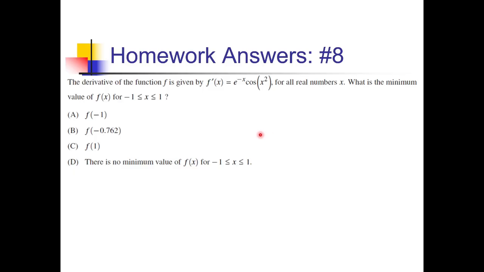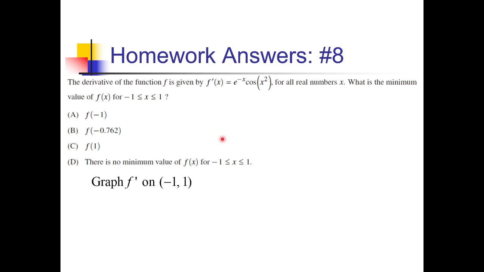For this problem, we're given the derivative of a function, f prime. It's this e to the negative x cosine of x squared stuff. And they want to know the minimum value of f of x on the interval from -1 to +1. Well, this is a graphing calculator question, or at least you're allowed to use one. So I think it would be good to check out f prime and see what it's doing. We know that the minimum is going to happen either at the endpoints or at a critical value. So let's at least see if we can figure out critical values for this thing.